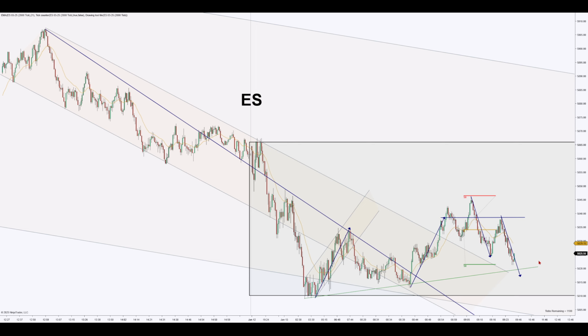So we could push up into another two legs back up. It could push up into a failed second entry, giving an opportunity to get long on the second leg up. So, we'll see what happens. We just have to stick with what price is doing.